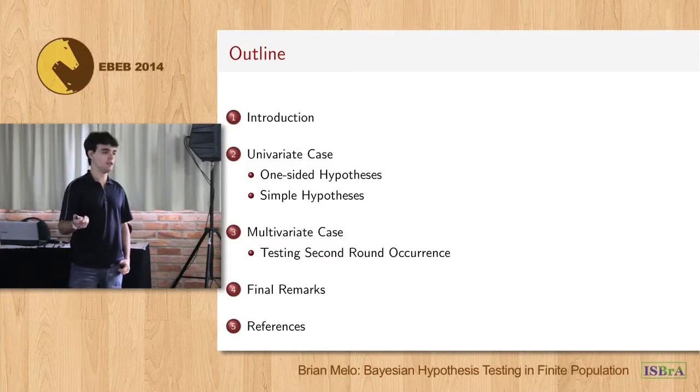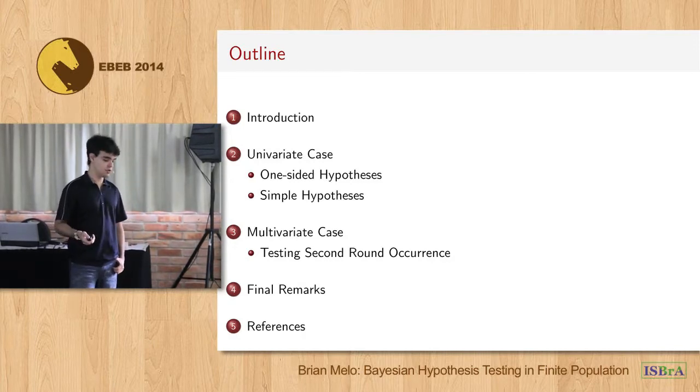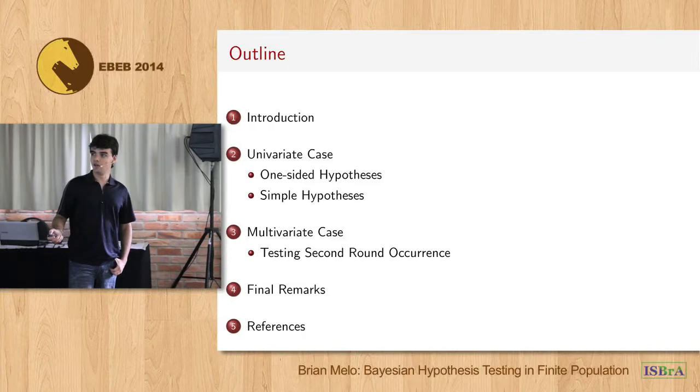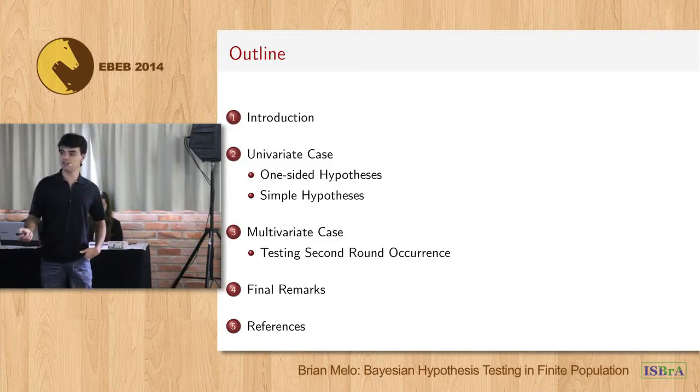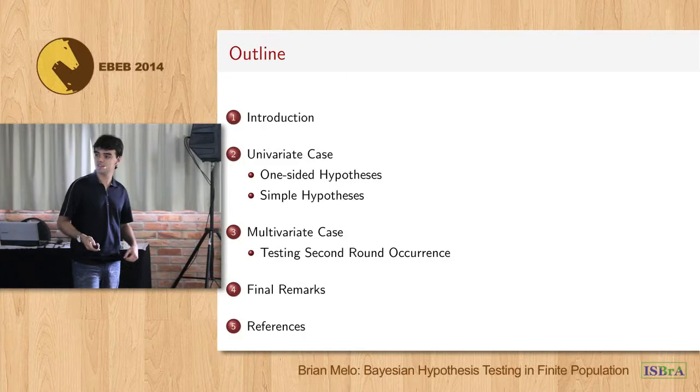The outline is basically I'm going to make a little introduction about finite population models and the predictivistic approach. And I'll show two cases, the univariate and the multivariate. In the first one, we consider some one-sided hypothesis and simple hypothesis, and in the multivariate case, it's testing the second order occurrence. During the work, I'm gonna make examples considering a scenario of a small majoritarian election, just to exemplify the models, to make it easy to understand. Then some final remarks and the principal references.